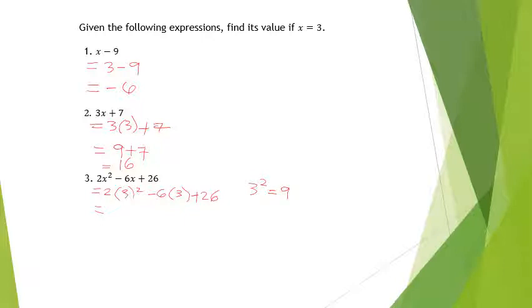So, 2 times 9 minus 6 times 3 plus 26. Then, simplify further. Yung multiplication muna. 2 times 9, 18. Minus, anong 6 times 3? 18. Plus 26. Kapag negative or kapag minus or plus na ang natitira sa operation, pwedeng ang gawin nyo, left to right ang operation. So, 18 minus 18, 0. Plus 26, matitira ay 26.